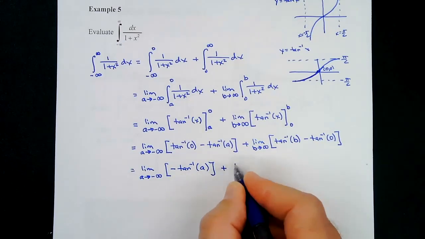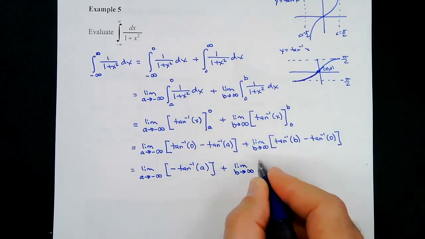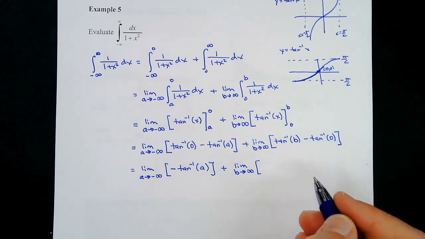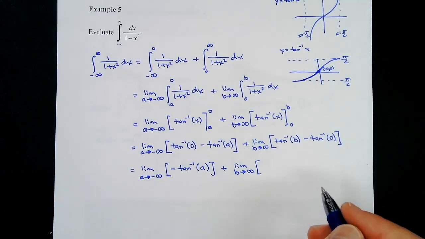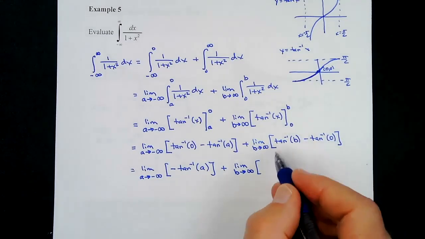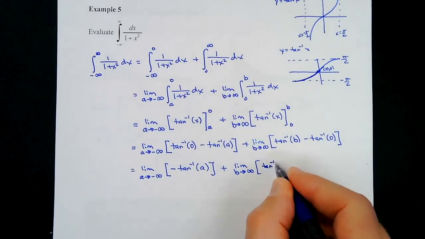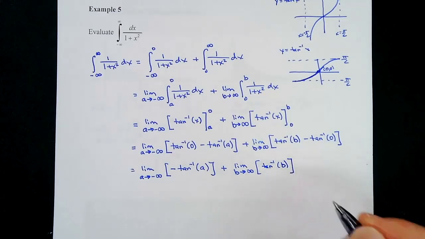And then plus the limit as b approaches infinity. And again, this is 0. Okay, I'm sorry, this one's 0. Sorry. So this is going to become the limit as b approaches infinity of tan inverse of b. And this one is going to become 0, so we really don't need it.